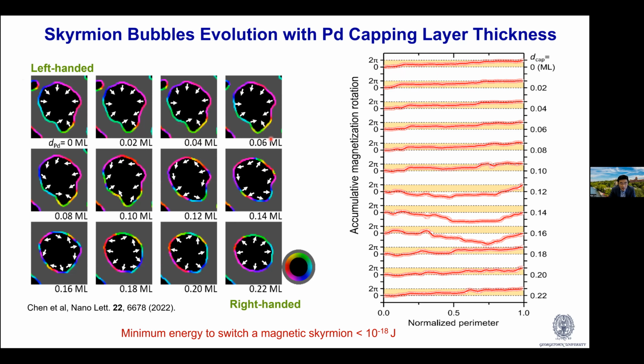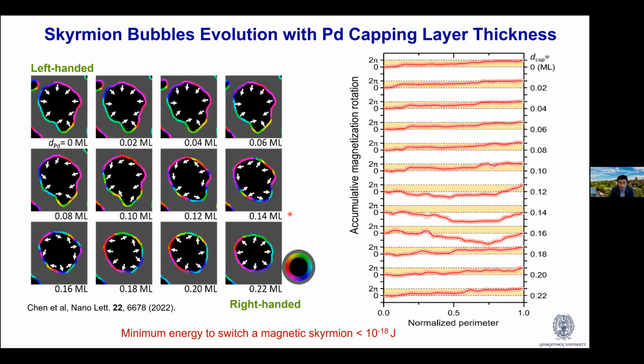And interestingly, at some intermediate palladium coverage, particularly at 0.14 and 0.16, we lose that topological protection. So at 0.14, after wandering around, it goes back to 0. Same thing at 0.16. So at this palladium thickness, we lose the topological protection. Here we just have a topologically trivial bubble. And then beyond that, it recovers. It switches the chirality, goes to the other side.